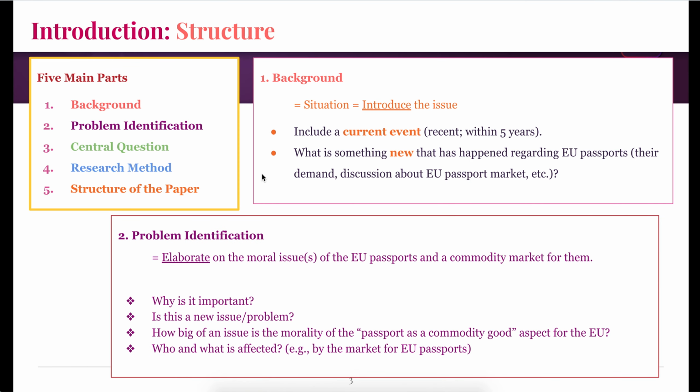Then we go into problem identification. You elaborate on the moral or legal issues of the EU passports and them as a commodity or having a market for them. You elaborate on the issue that you just introduced in your background, and you need to address why it's important. Is this a new issue that's been happening with these EU passport markets? How big of an issue is it for the EU, and who and what is affected? By the market for EU passports, obviously some of the EU countries could be affected with the lack of tax payments, or the people could be affected because they don't have an EU passport, things like that.